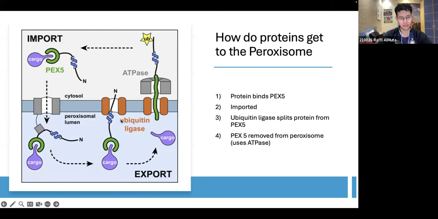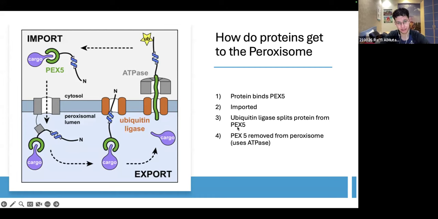What happens here is you have this N-terminal sequence, and you have this thing called ubiquitin ligase. Ubiquitin ligase is going to separate PEX5 from the cargo, or the protein, and it remains in the cytoplasm. And then we take it out through ATPase. So that's pretty much it. Just to repeat, the protein binds PEX5. PEX5 enters the peroxisome. PEX5 and the protein separate by ubiquitin ligase. PEX5 leaves by ATPase. And it's written over here.